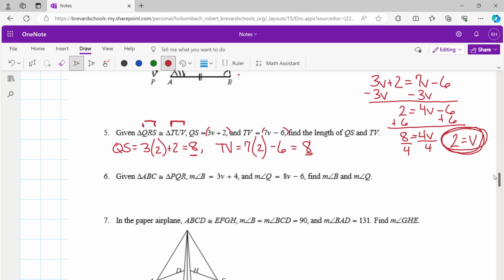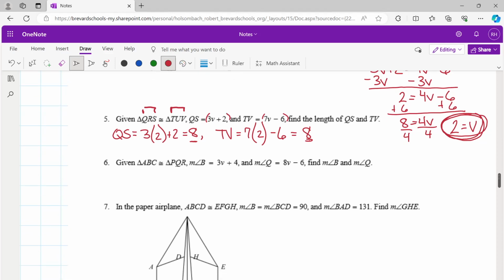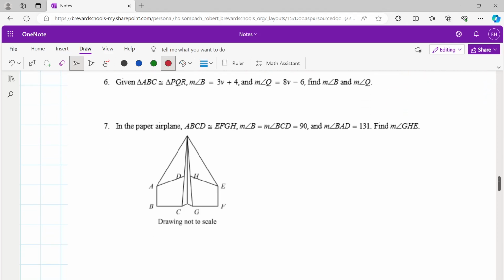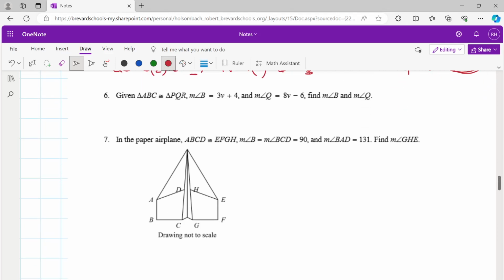Problem number 6 is the same concept, but they're talking about angle measures because they're only using the vertex. So ABC is congruent to PQR. Angle B equals 3V plus 4. B is the middle letter in the description. Q is equal to 8V minus 6. Q is the middle letter in the description. So the angles are equal to each other, aren't they?